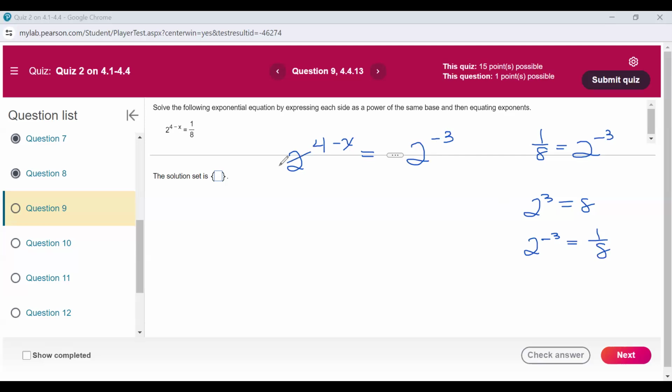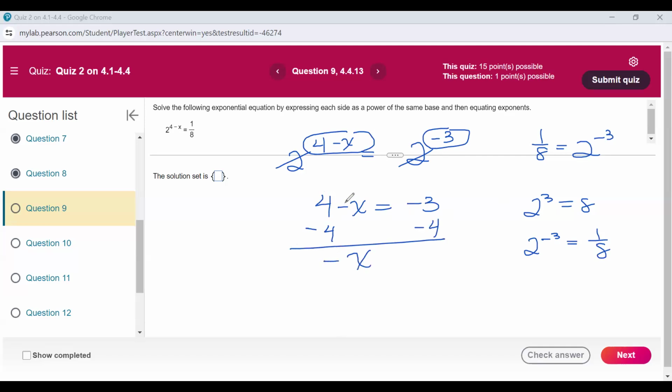So the bases are common. You have the common base, so you cancel that out. So we set the exponents equal to each other. 4 minus x equals -3. And subtract 4. And get negative x is equal to -7. And you divide both sides by -1. And you get x equals 7.